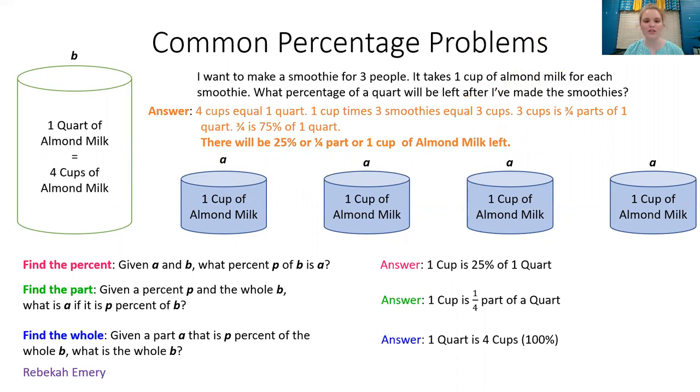To answer my question, what percent of a quart will be left after I've made the smoothies? The answer is 4 cups equals 1 quart. 1 cup times 3 smoothies equals 3 cups. 3 cups is 3/4 part of 1 quart. 3/4 is 75% of 1 quart. So therefore, there will be 25% or 1/4 part or 1 cup of almond milk left.